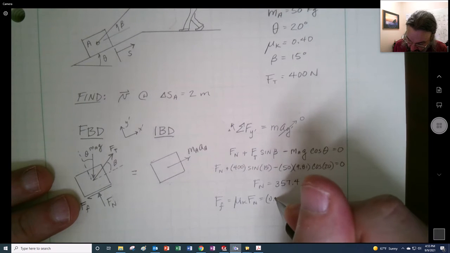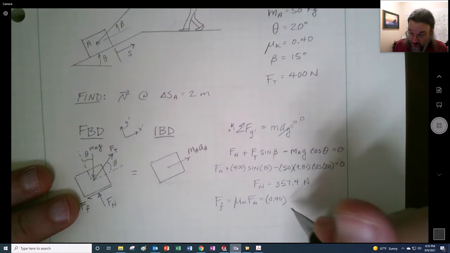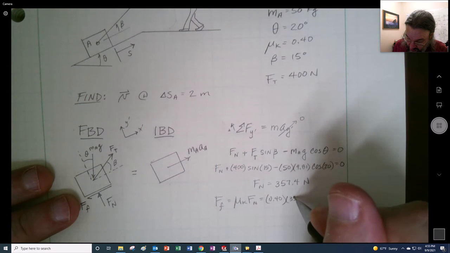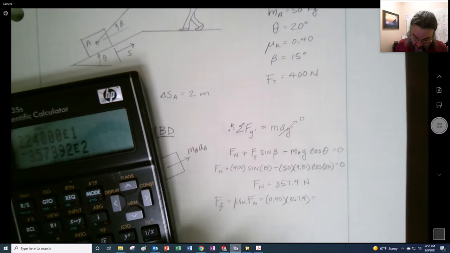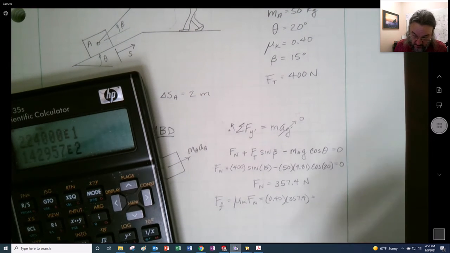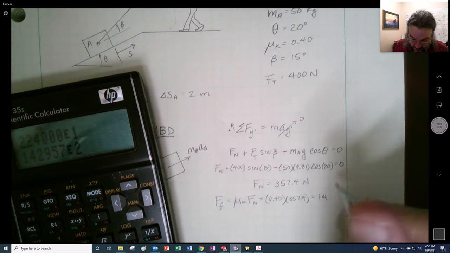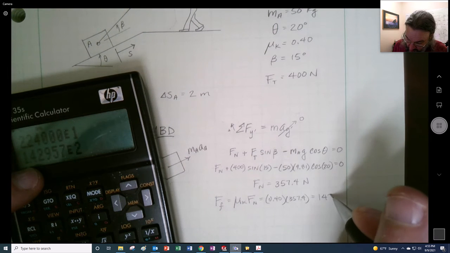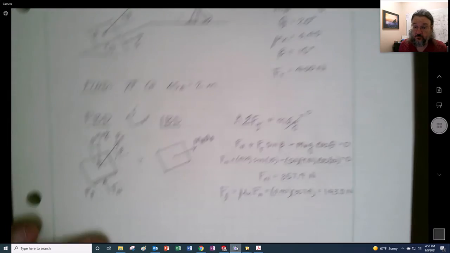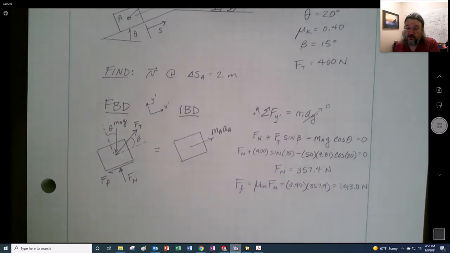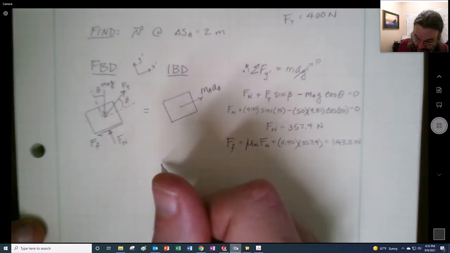Now we can find out the friction because this is going to be mu k times Fn, or 0.40 times our 357.4. So that's 143.0 newtons. All right, and now we have the sum of the forces.